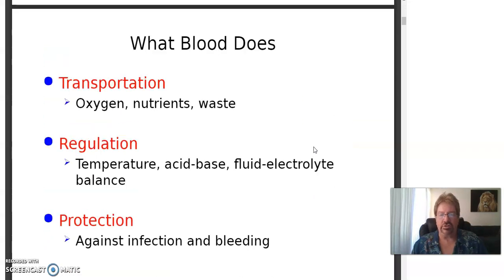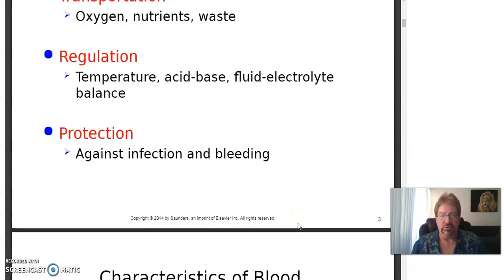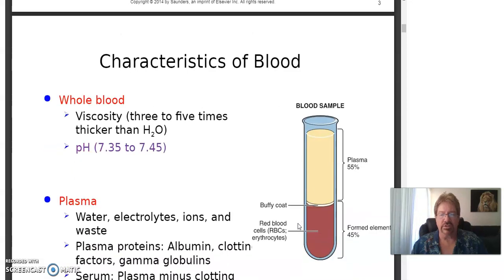What blood does: transportation of oxygen, nutrients, and waste throughout the body; regulation of temperature, acid-base balance, and fluid and electrolyte balance; protection against infection and bleeding. Easy enough. Characteristics of blood.